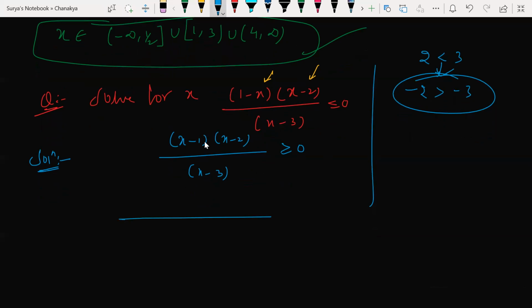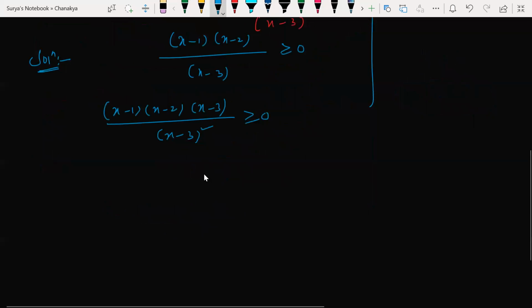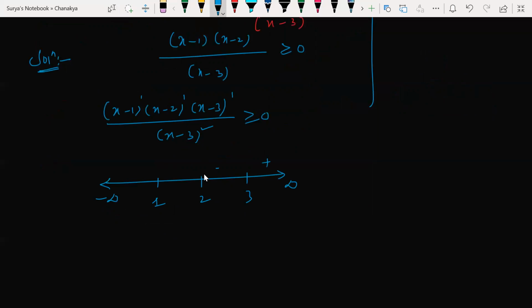Now do we represent on the number line straight away? No. First of all, let us multiply and divide by x minus 3 in the numerator and denominator. So this is what I get. From minus infinity to plus infinity, 1, 2, 3 are the critical points. All the powers are odd powers, so I can write plus, minus from right to left.